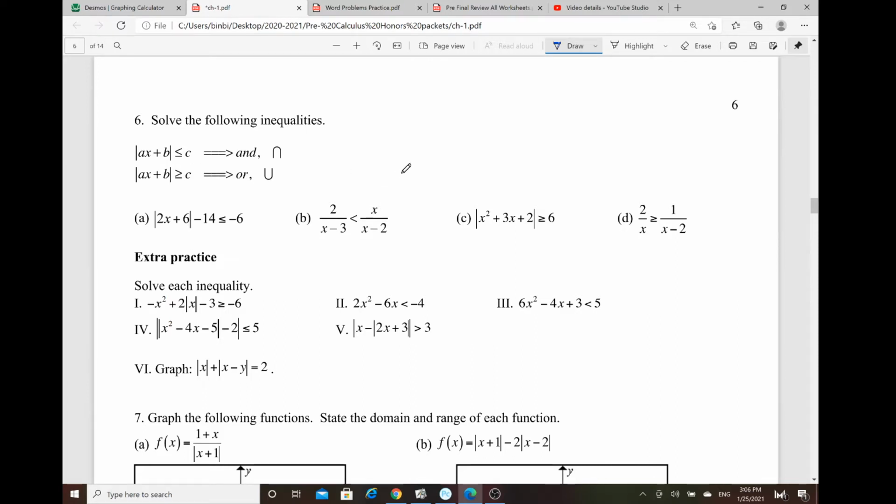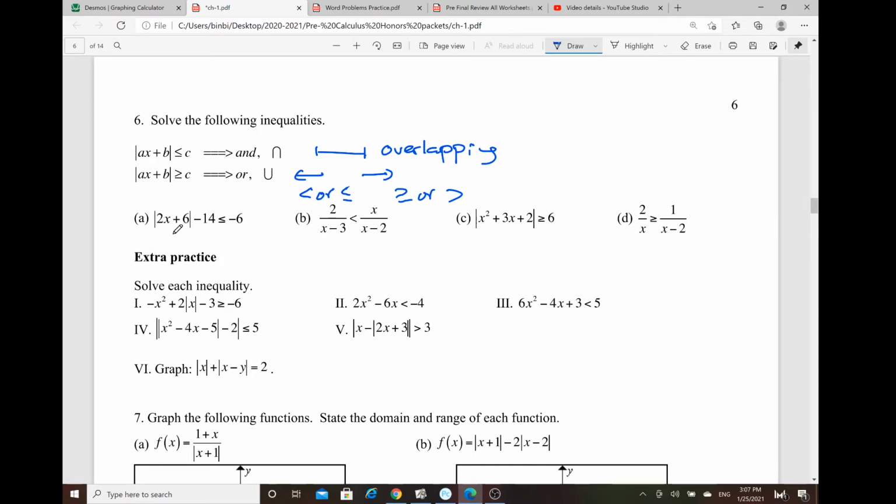Union means the solution is either less than or greater than or equal to. Again, intersection means you find the solution that is overlapping, and union means the solution goes in two different directions: less than or less than or equal to, and also greater than or equal to or greater than. You'll see that in a minute. Let's look at the first one.